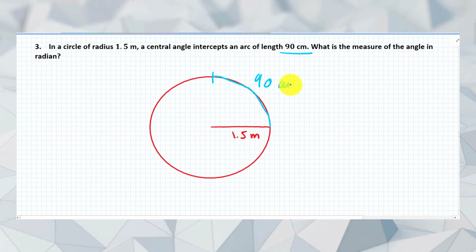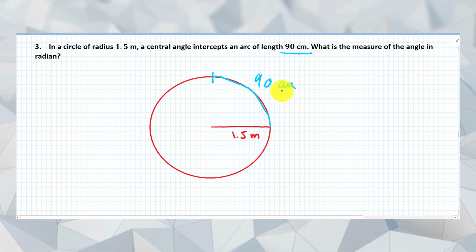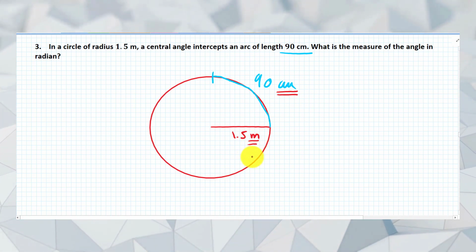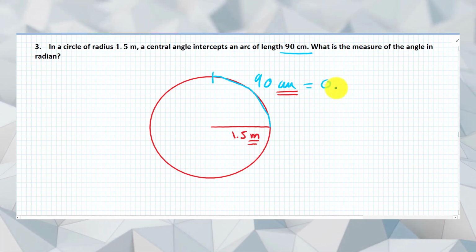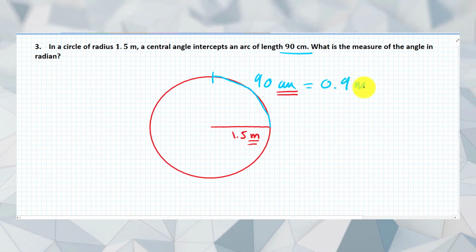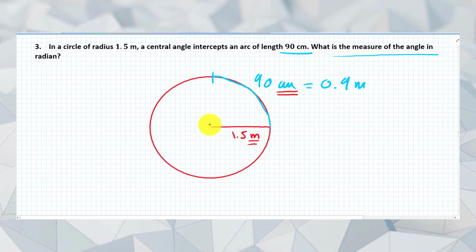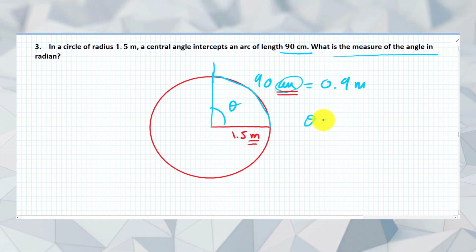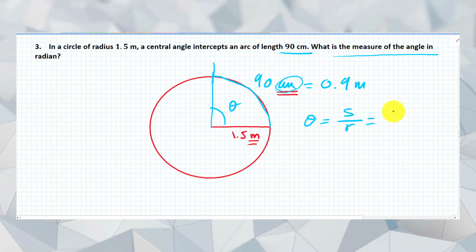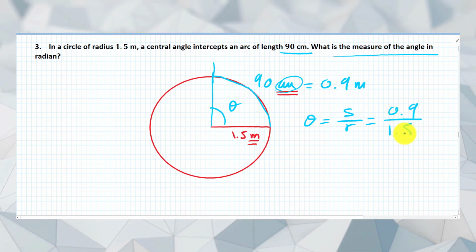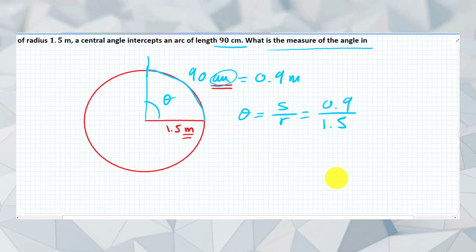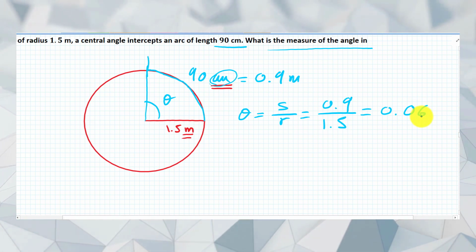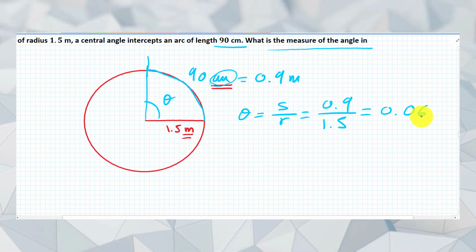Okay, so here I have a little issue. I hope you can all see that right away. One is given in centimeters and the other one is given in meters. We have to be very careful right here. So 90 centimeters is 0.9 meter, all right? And the question is, what is the measure of the angle? So you have to be very careful to convert your units, okay? So theta is S divided by R. S is 0.9, R is 1.5. So on your calculator, when you do 0.9 divided by 1.5, you will find 0.6. So the angle measures 0.6 radian.